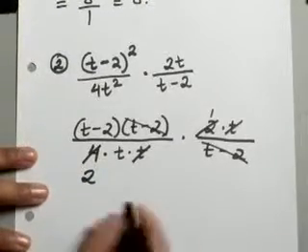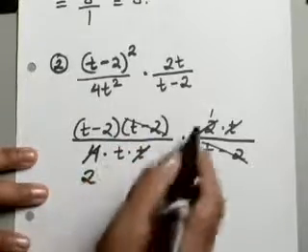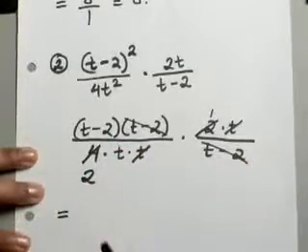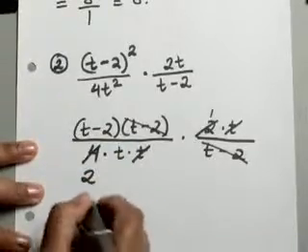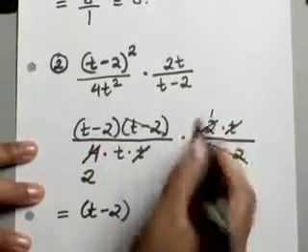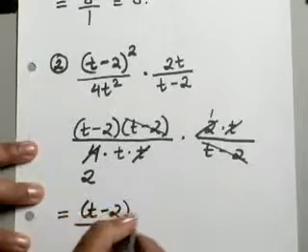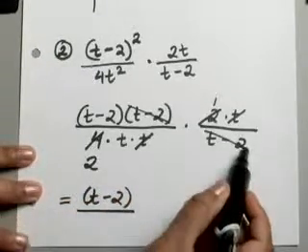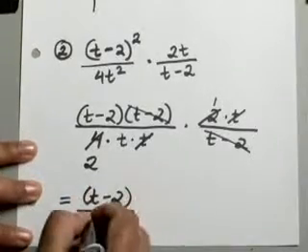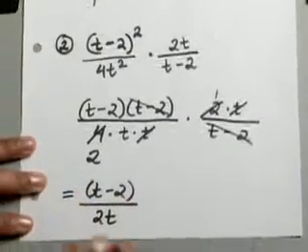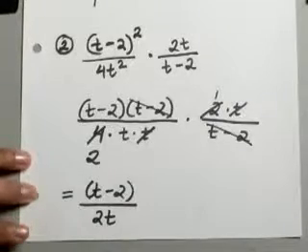And let's see, looks like those are the only common factors we could have canceled out. So you're left with t minus 2 on the numerator. t minus 2 times 1 is t minus 2. And then on the denominator, we cancel this guy out. You're left with the 2 and the t on the denominator, and that will be your final answer, t minus 2 over 2t.